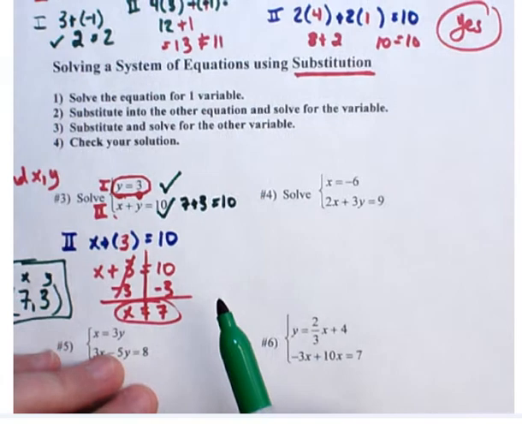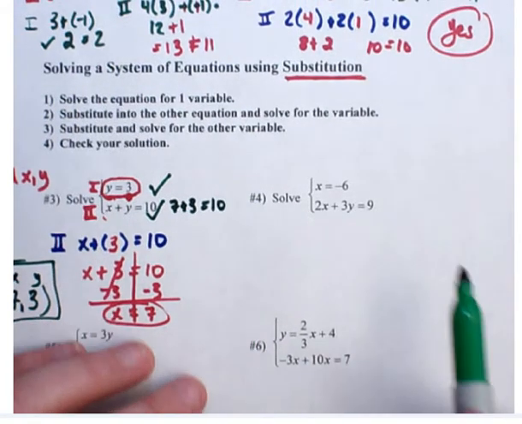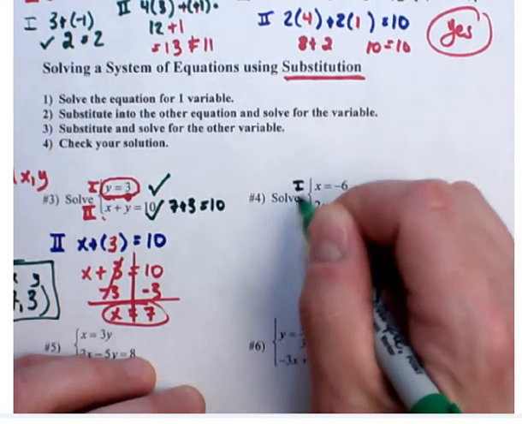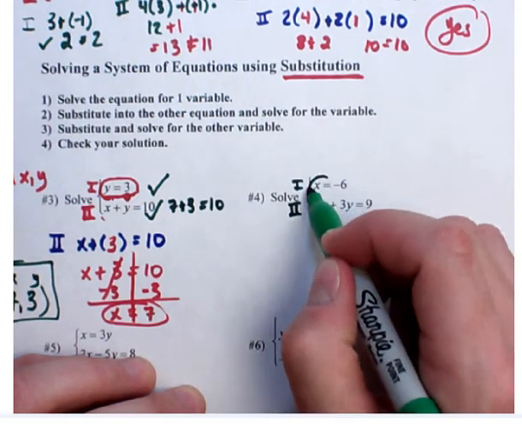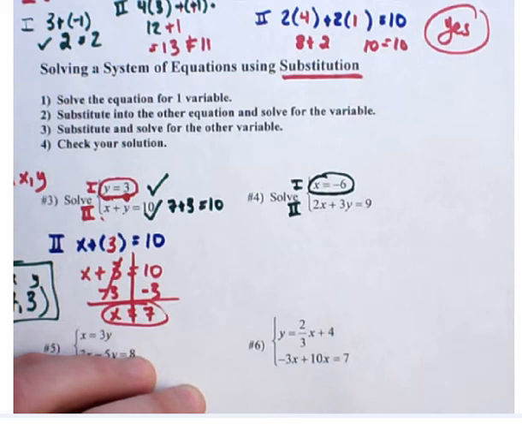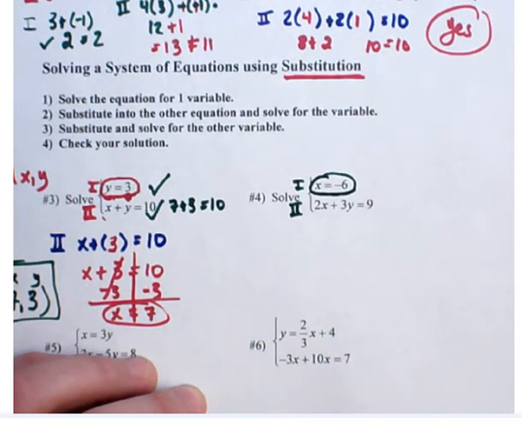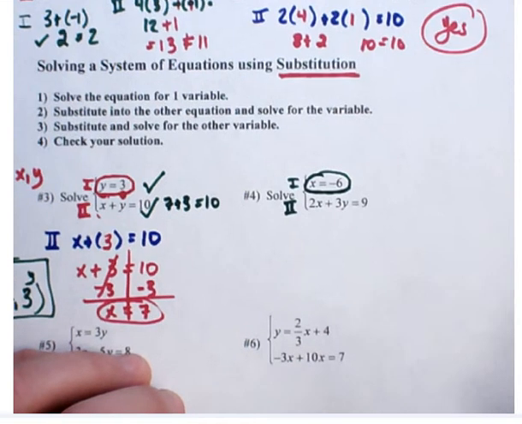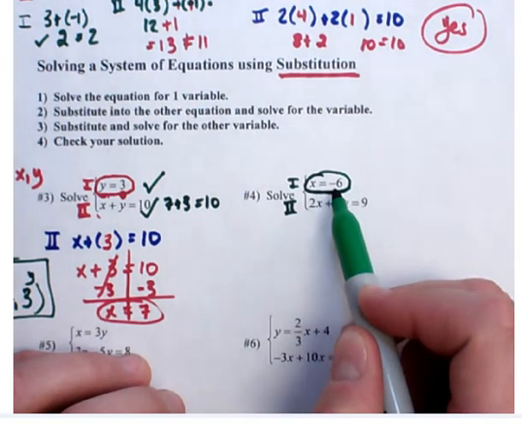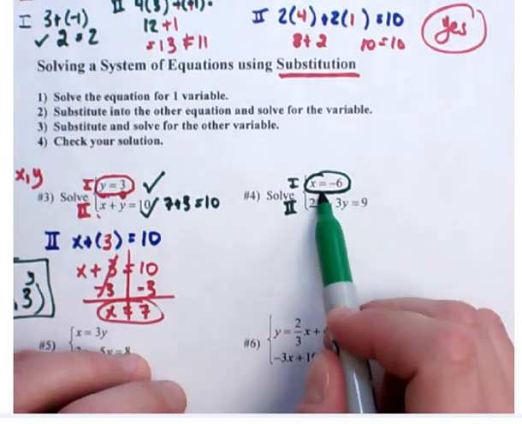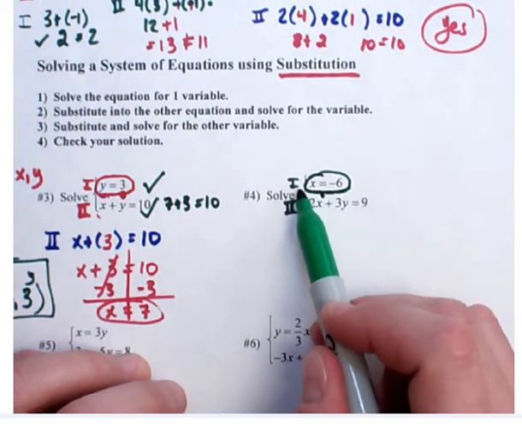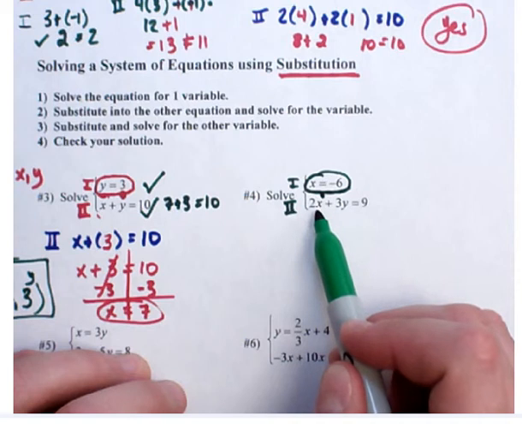All right, let's take a look at number 4. Equation 1, equation 2. Notice equation 1 is already solved for a variable. X equals -6. That's good. So we already know what x is, we just need to find the y. Let's take this x value and substitute into equation 2. If x is -6 for the top equation, it has to be -6 in the bottom. That's what it means to be a system of equations.